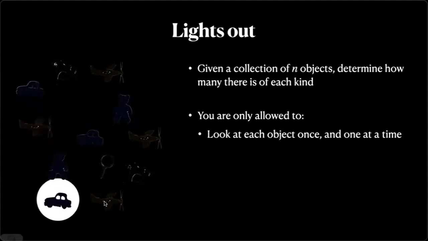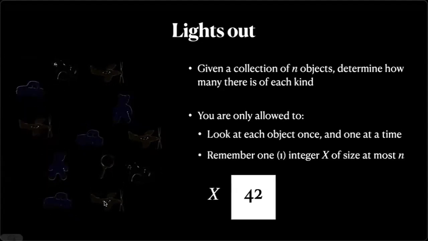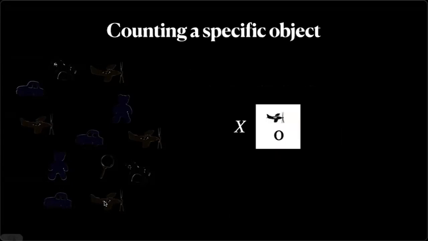And furthermore, we only want to remember one integer. Just to avoid tricks encoding a lot of information in a single integer, let's say that this integer is of size at most n, where n is the size of the collection. So we could store something like 42 if 42 is less than the number of objects. If we know that we are looking for the number of airplanes, of course, we can easily do that with a counter. Each time we see an airplane, we increment the counter, and once we have passed through all the objects, we know that there are four airplanes.